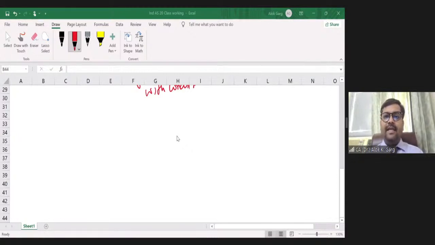So Shraddha is asking, sir, if no condition is attached to the grant, then no need to check the first condition. Bang on, Shraddha. If there is no condition, of course, you are not required to see the first thing. In that case, if there is a reasonable assurance that the money will be received, or if the money has already been received, it will go upfront to P&L.